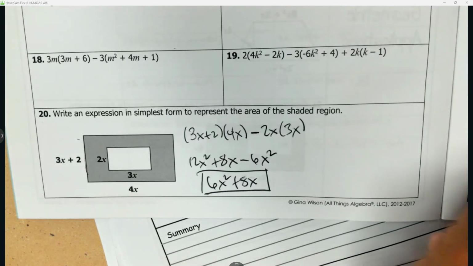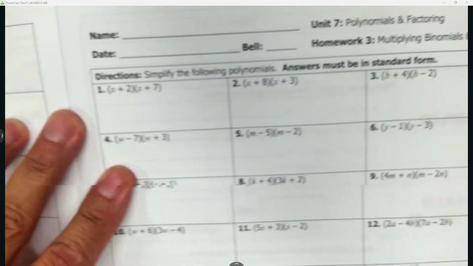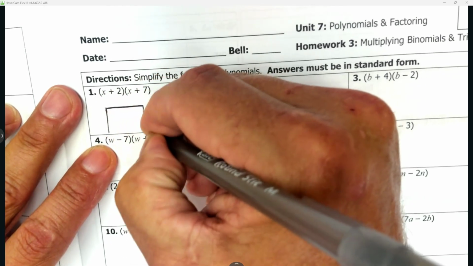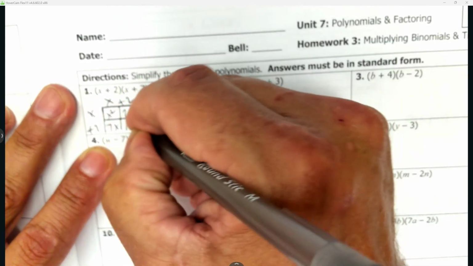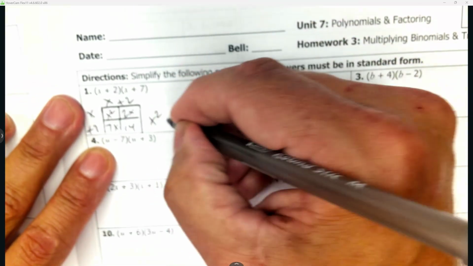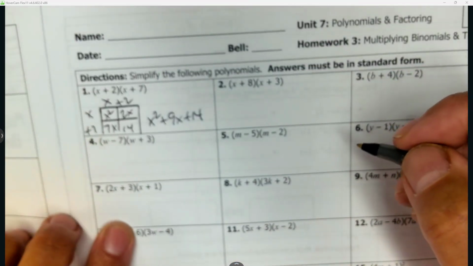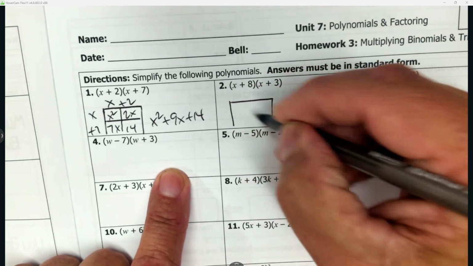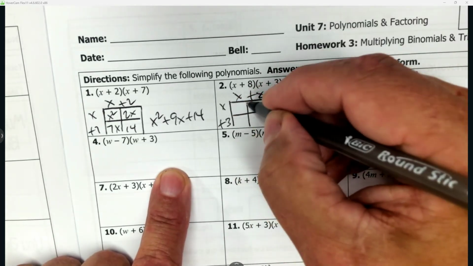All right, last page for your homework, page 9. Just practicing that we're comfortable foiling, right? So we can draw this out. X plus 2 and x plus 7 and multiply it out. X squared, 2x, 7x, and 14. Then combine like terms. So that's x squared plus 9x plus 14. Same thing here. Draw it out. This is x plus 8, x plus 3, multiply it out.